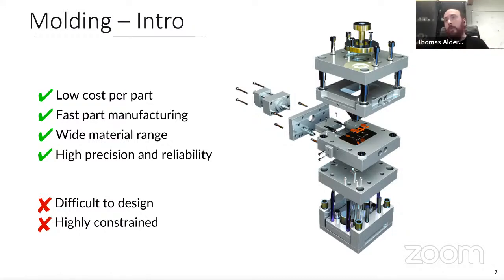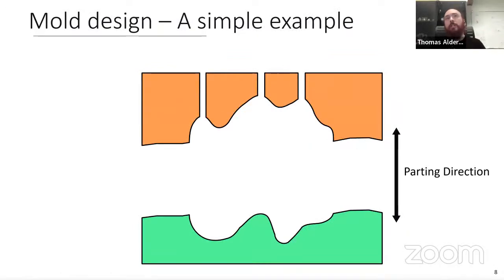But in my contribution, and also throughout this talk, we will be focusing on the geometric aspects related to mold design. These require the optimization of the parting direction assignments, and also the optimization of the geometry of the parting surfaces. To better understand what I mean by this, I want you to have a look at a very simple example of how a two-piece mold works.